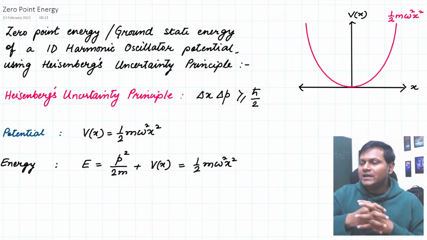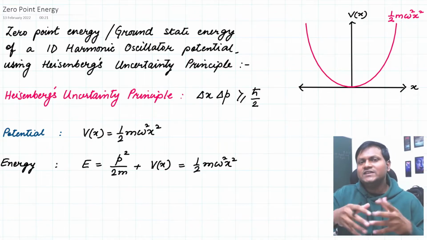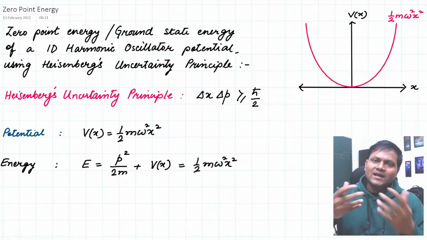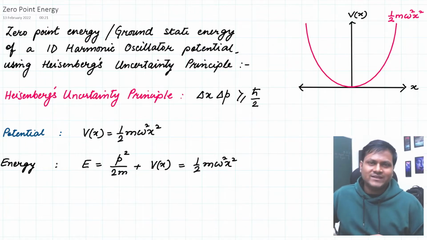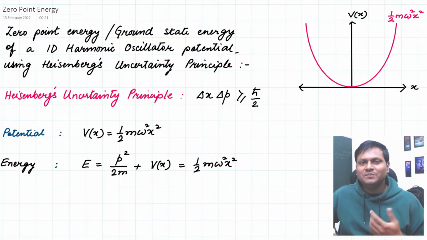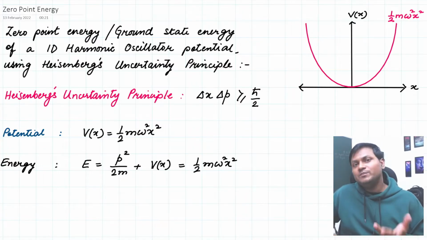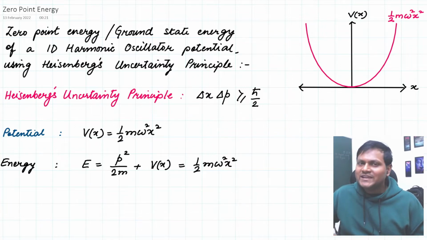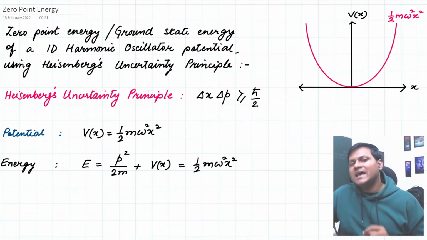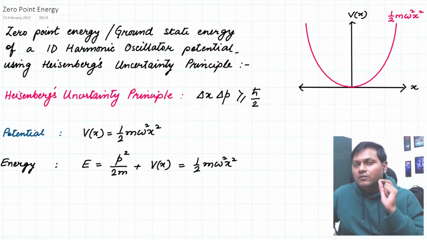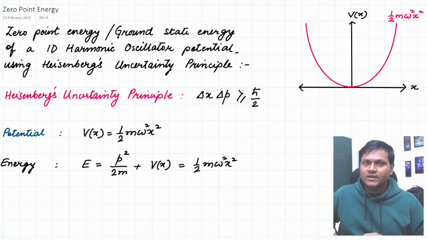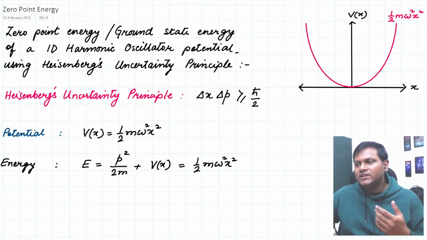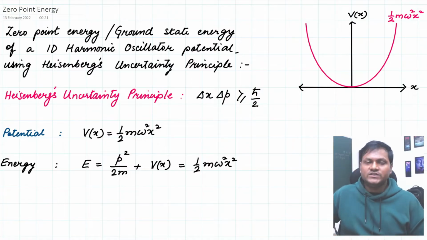Now, what happens in quantum mechanics is very different from classical mechanics. In classical mechanics, a particle can be at rest. If the particle is at rest, then in that system the particle has zero energy. But in quantum mechanics this is not the case. In quantum mechanics a particle can never have zero energy, but it will always have some non-zero finite energy, which is known as the ground state energy or zero point energy. And to explain this, we can use Heisenberg's uncertainty principle.